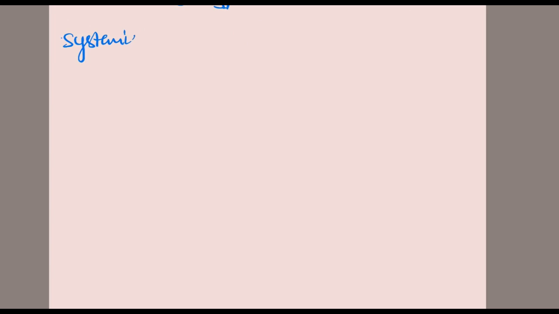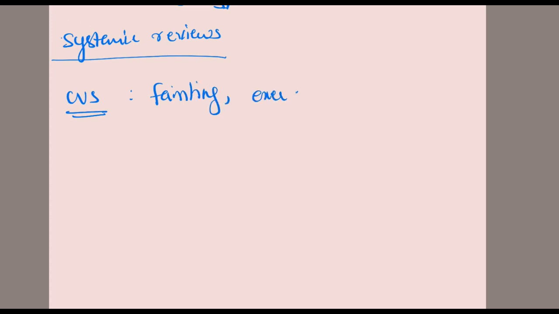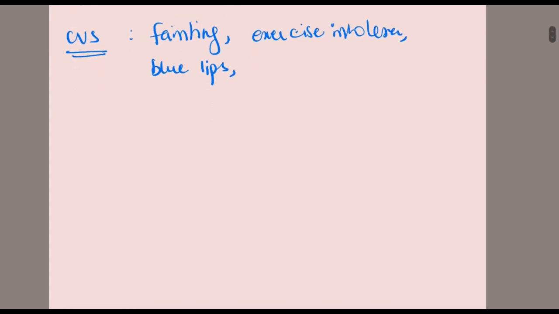So you need to ask relevant questions in the systemic reviews. For the CVS, ask if there is any history of fainting, any exercise intolerance, any blue lips. Always try to avoid medical jargon here, please. And how to ask about arrhythmias? Any heart racing, palpitations? Okay, palpitations, how do you ask? Is there any heart racing or any chest pain?